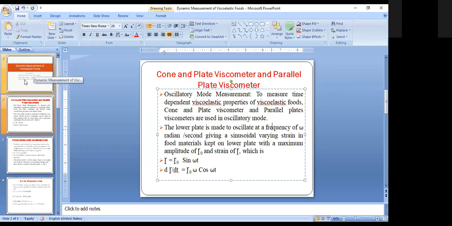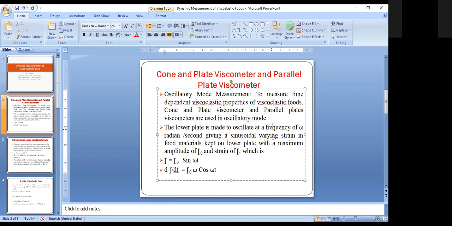Now here I want to say that this is a very important observation for viscoelastic fluids and time dependent fluids, in which the cone and plate viscometer and parallel plate viscometers are used in the oscillatory mode. To measure the time dependent viscoelastic properties of the viscoelastic fluids, these are made to operate in oscillatory mode by giving the lower plate an oscillation at a frequency of omega radian per second.